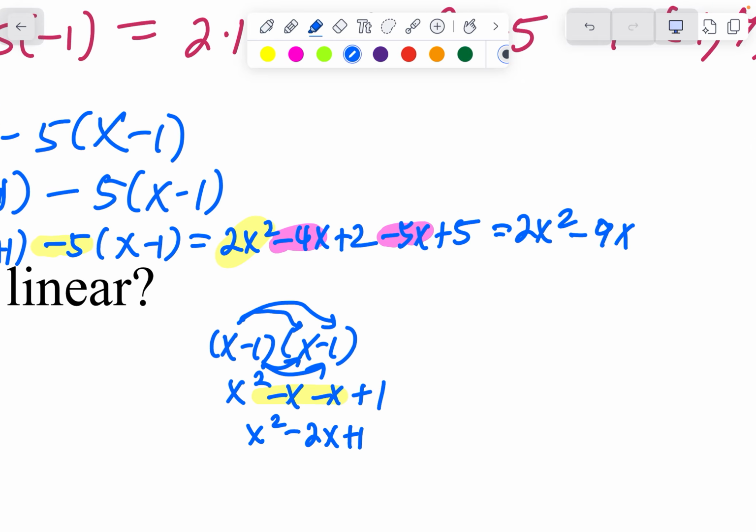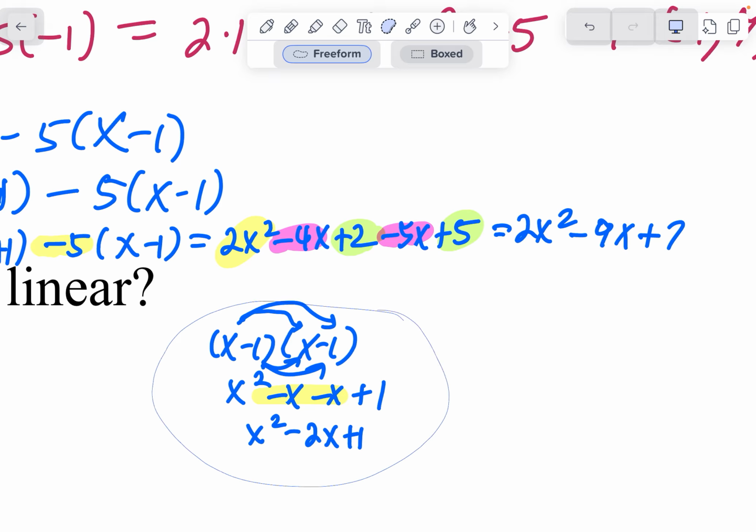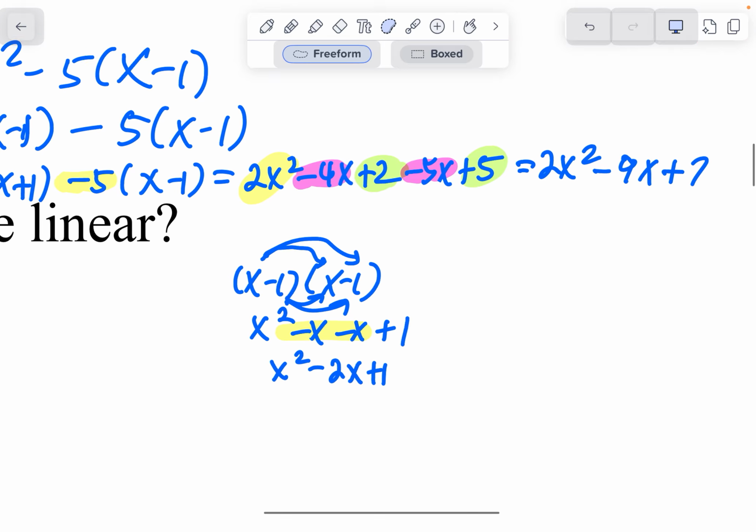What could we combine our positive 2 with? We can combine that with that positive 5. And so that's positive 7. And that's your final answer. That is as far as you have to go. So quite a few different steps that you would take for that one. It just doesn't want to move.